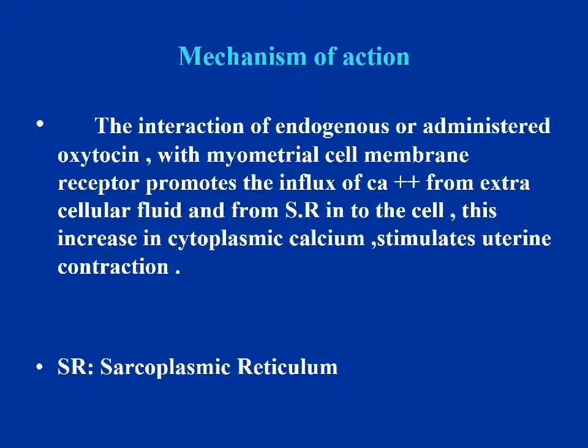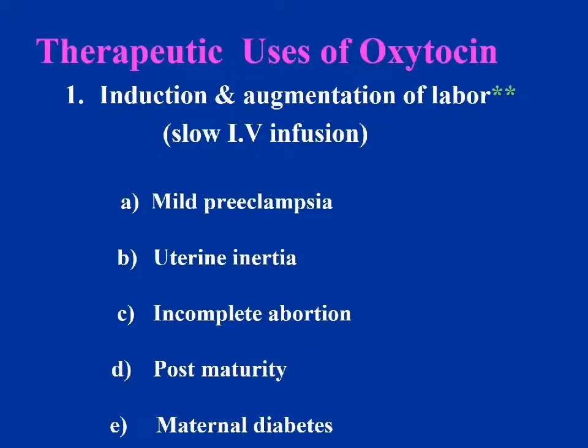What is the mechanism of action? The interaction of endogenous or administered oxytocin with the myometrial cell membrane receptor promotes the influx of calcium from extracellular fluid and from sarcoplasmic reticulum into the cell. This increase in cytoplasmic calcium stimulates uterine contractions. This is here the idea.